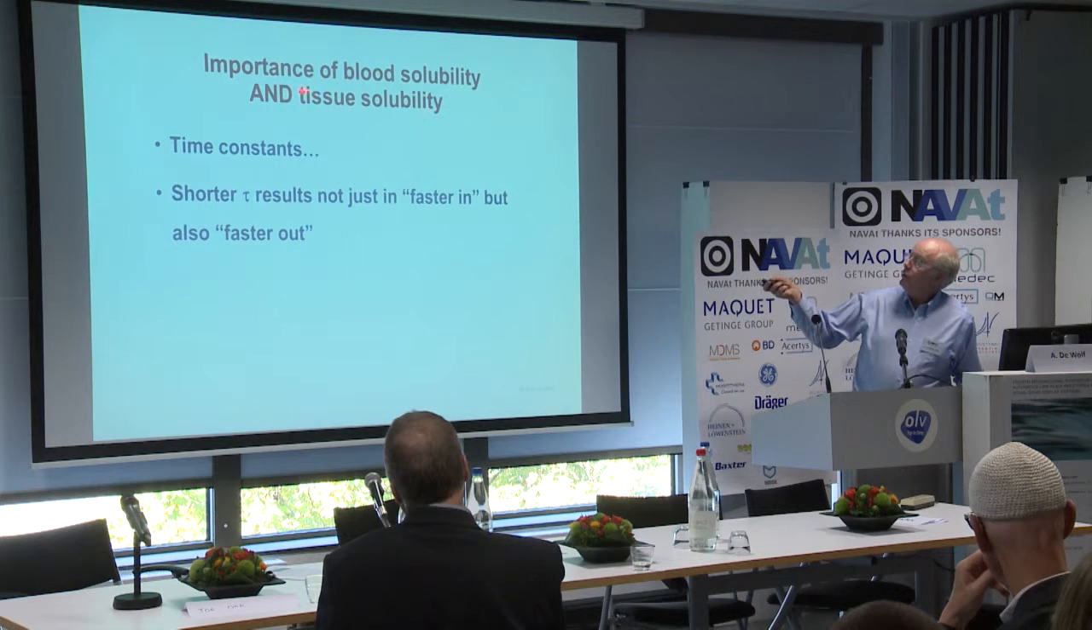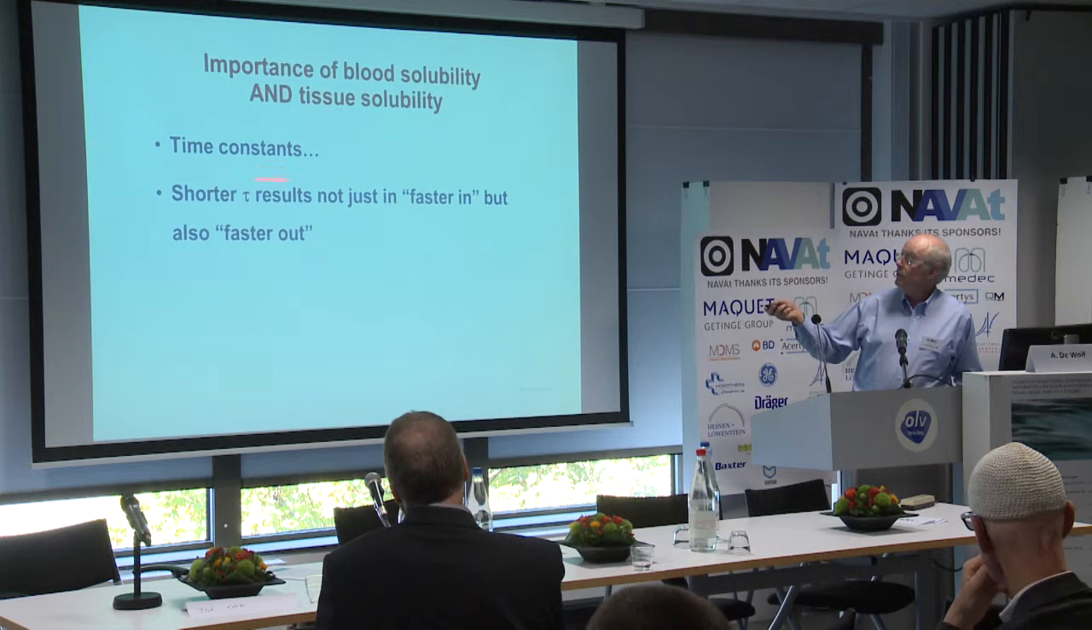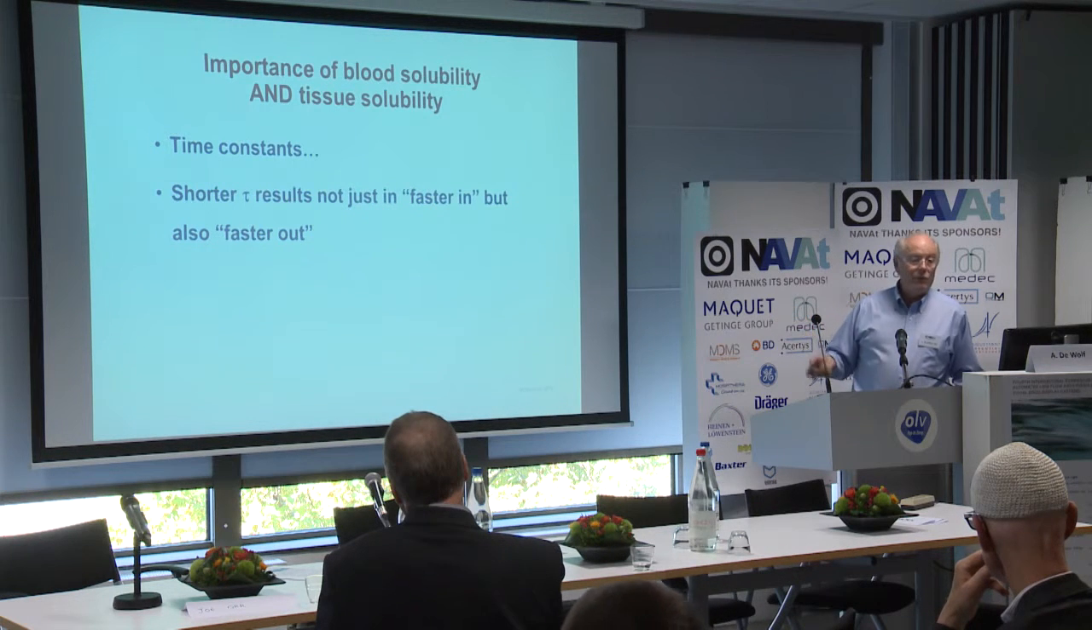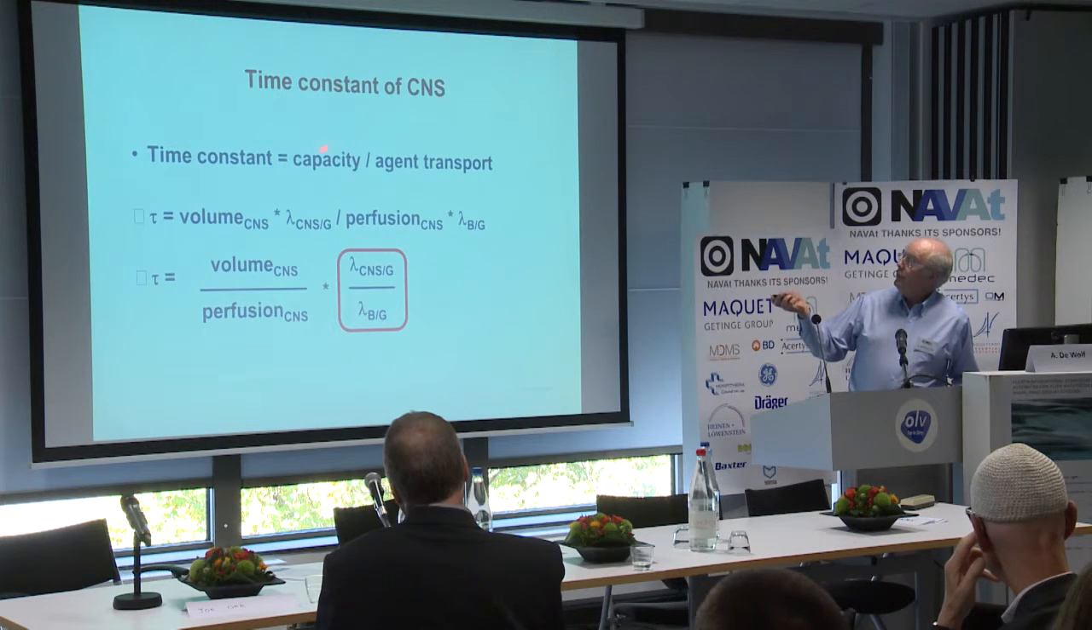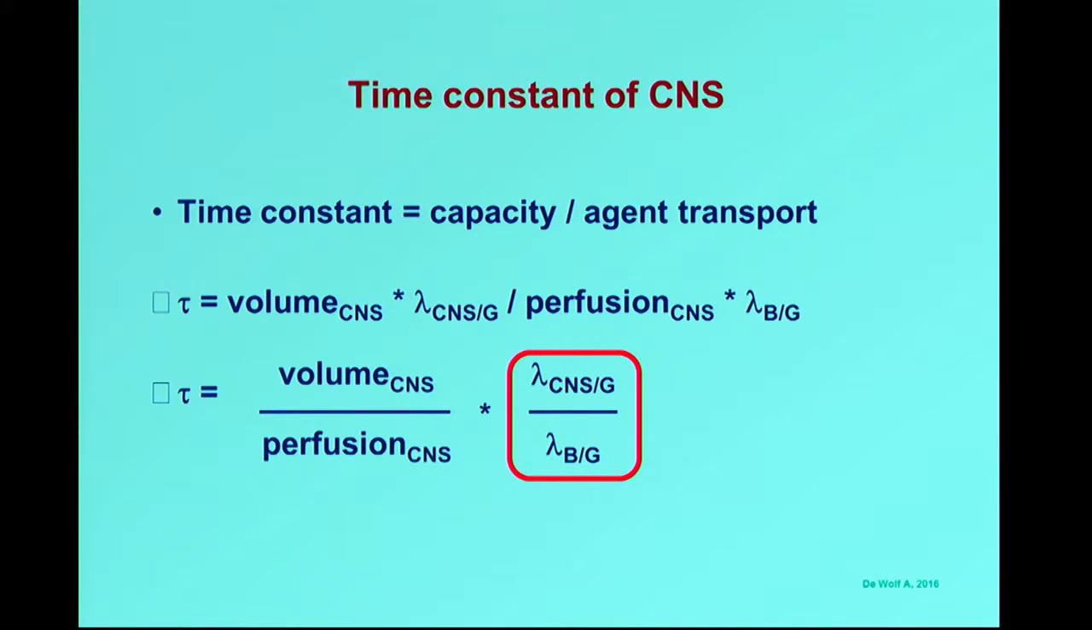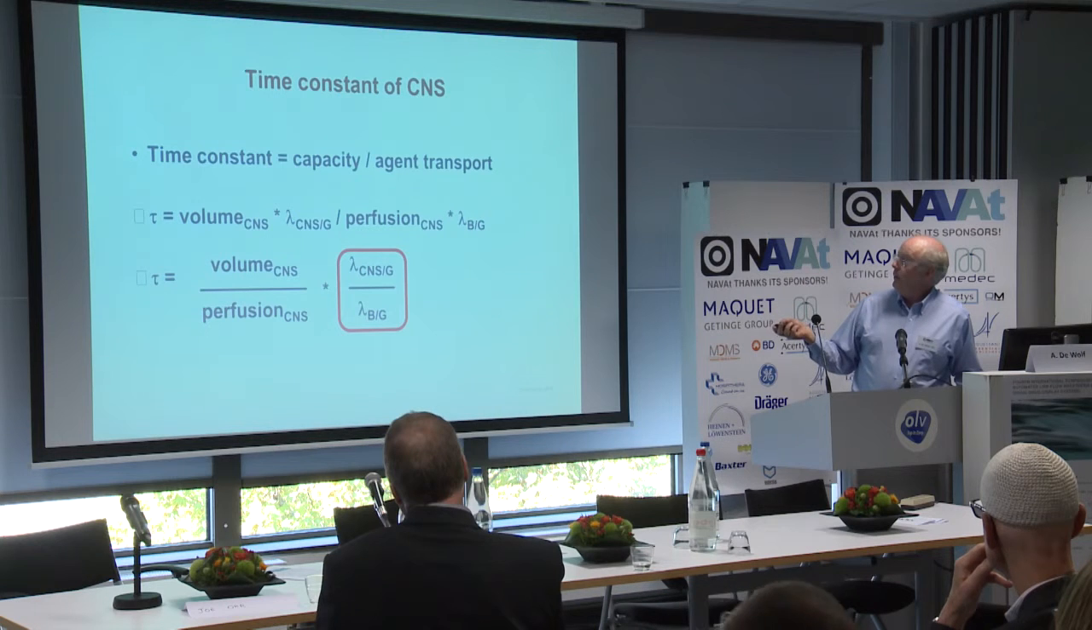Not just the blood solubility is important, but also tissue solubility is more important to explain all this. And that is again because of time constants. So the shorter time constant results not in just faster in, but also faster out. And if we look at the time constant of CNS, it's capacity over agent transport, and that is volume CNS times solubility of CNS over gas, divided by perfusion CNS times solubility in blood and gas.